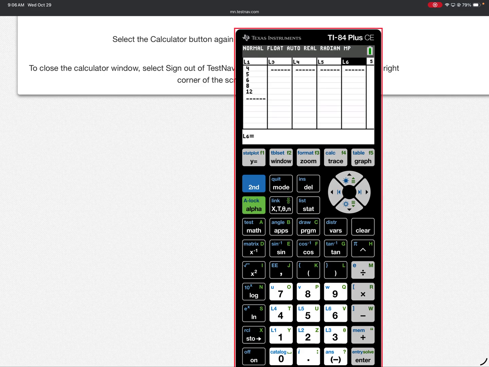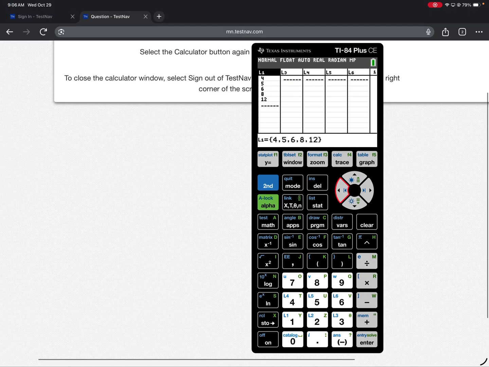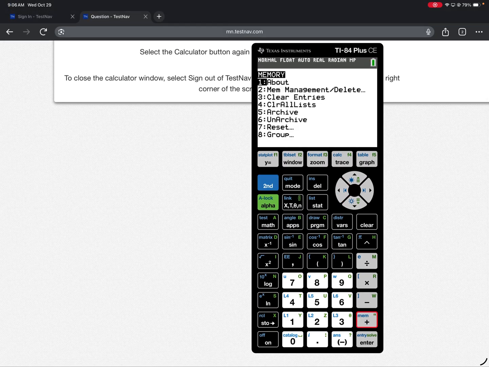Oh wait, no, don't do that. Just kidding. Because then it deletes all of, dang it. Maybe not do that. Okay, my bad. I'm going to reset my calculator. Don't do that. Second, reset. Dang it.